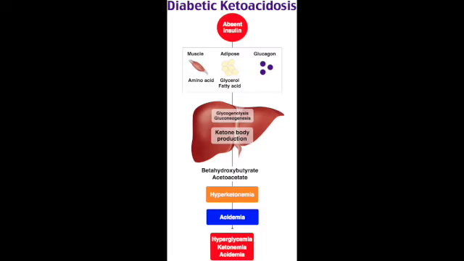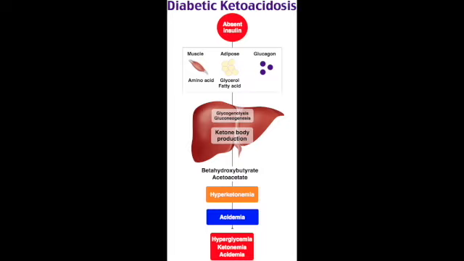So if they ask what is the first initial step in DKA management, you definitely want to give normal saline first until hypotension and orthostasis resolves. Then switch to half normal saline, 0.45%. When glucose levels become 250 or less, use the D5 version of the current solution to prevent hypoglycemia from all the insulin that you're about to give.